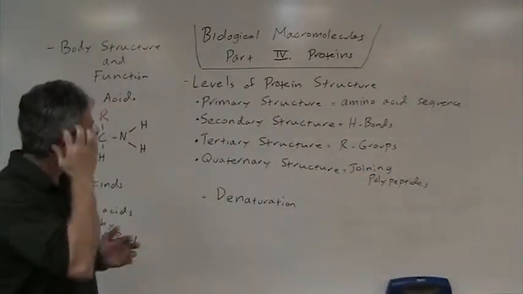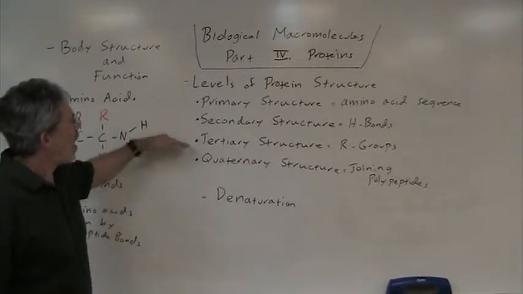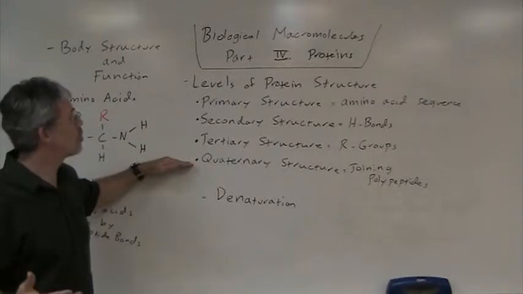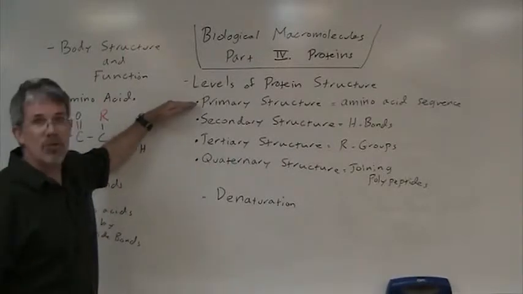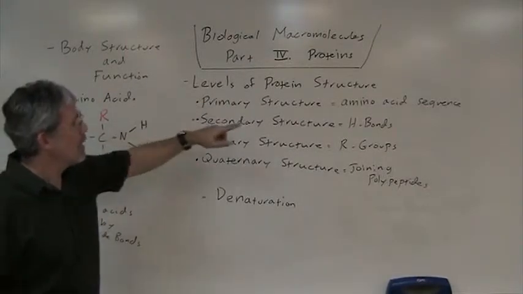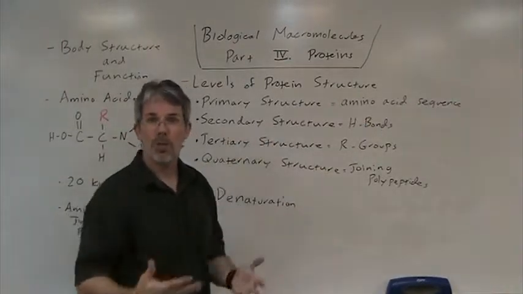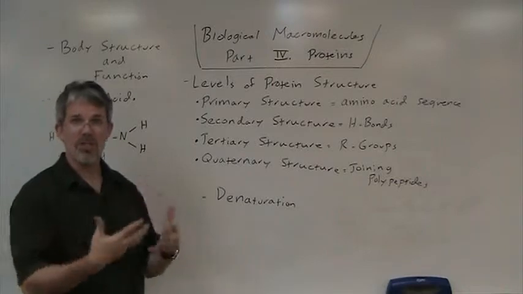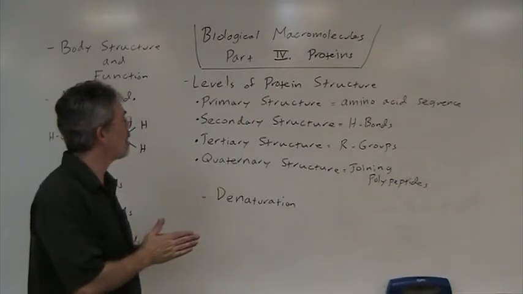Now, every protein has the following four levels of protein structure. They have a hierarchy of structure. The primary structure, every protein has one. It is the amino acid sequence, which ones you have and in what order. This, of course, is genetically determined. Your genes code for the assembly of these amino acids.